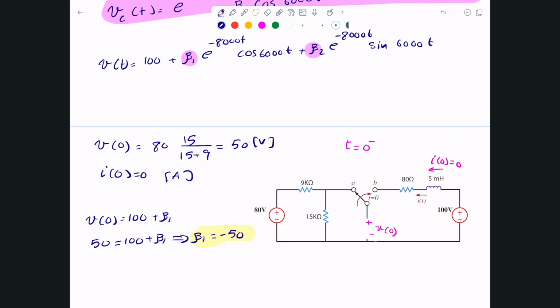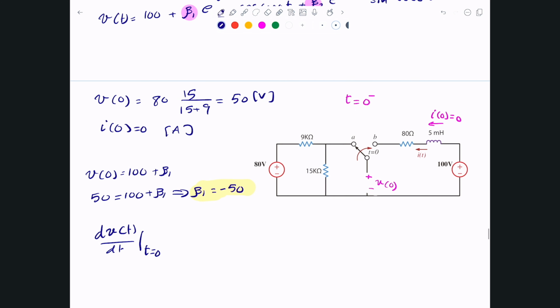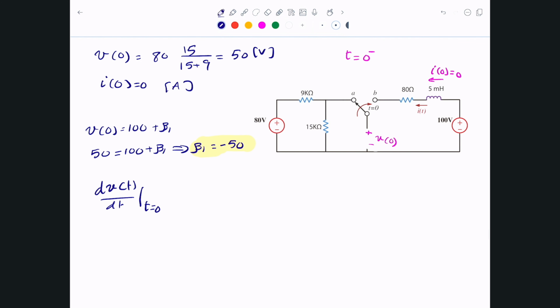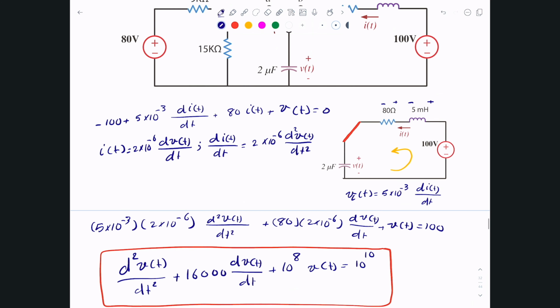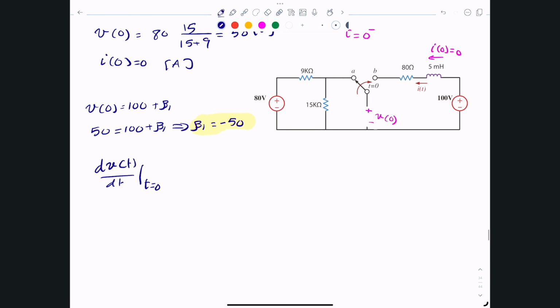All right, then what do we do next? Next we can figure out dV of t divided by dt at t equals 0. Based on the equation in here, we have found out what this means. Let me copy that. Actually, we're not going to be using this because this is for the inductor. What I can tell you is the following. I'll write it for the capacitor.